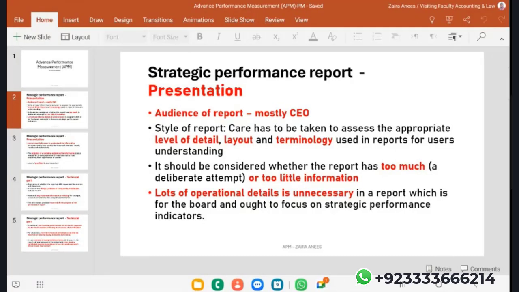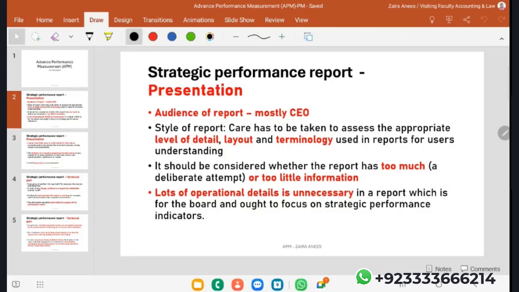There are 70-80% chances that you will find this requirement in the first part of the APM paper, because mostly it's evaluation of a performance measurement report with different requirements and different issues. So that's basically the first part which we are going to discuss. There are two things you are supposed to look at in the report. The first one is the presentation side.